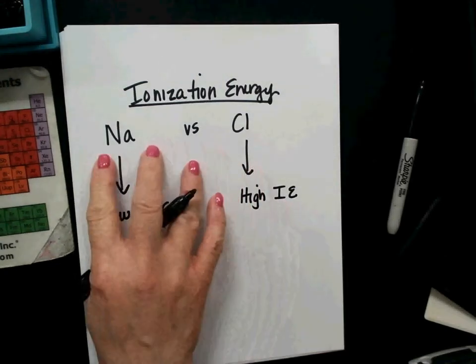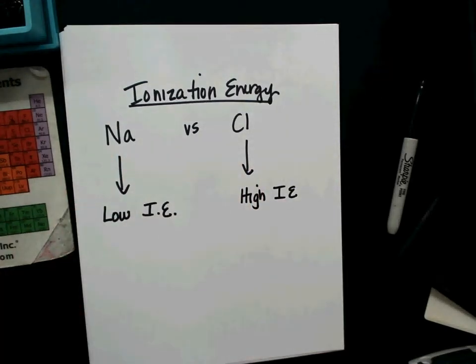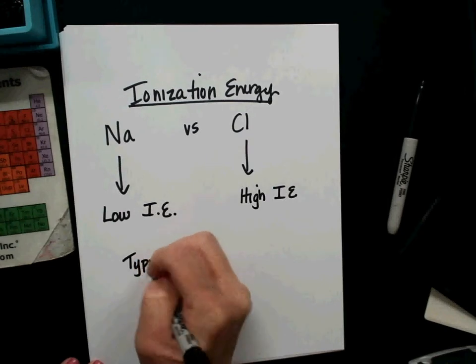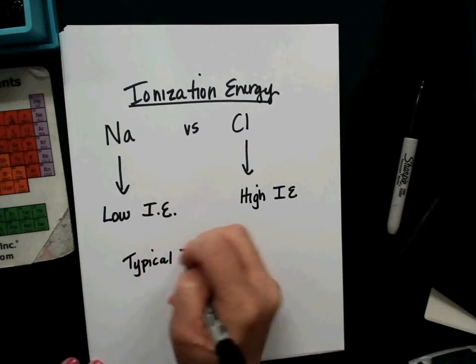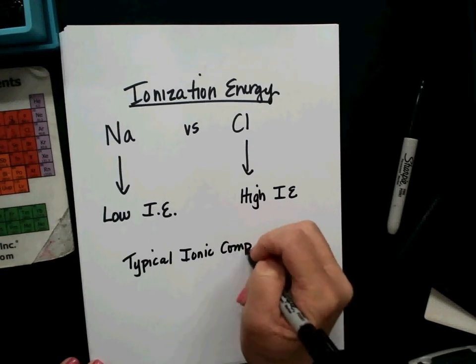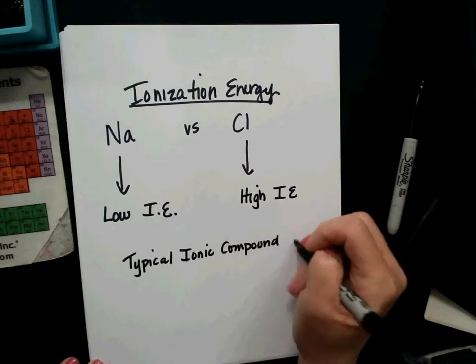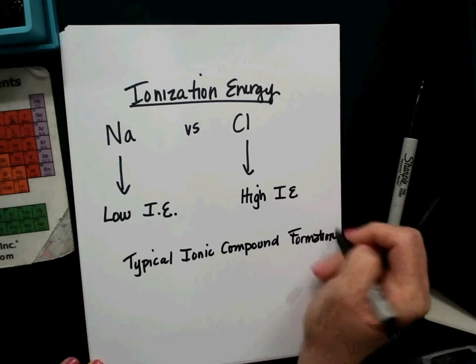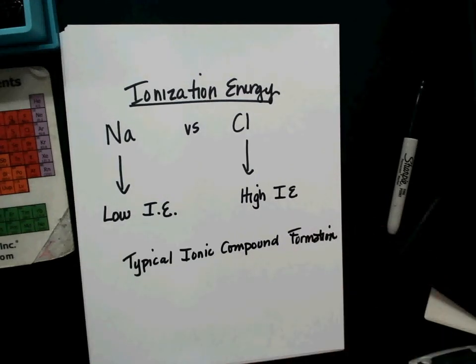So it makes sense that when I look at this pair, sodium would be the happier of the two to give one up. It also makes sense if I look at my periodic table and I see sodium has 1, chlorine has 7. And this is what we see, or what I would call typical ionic compound formation.